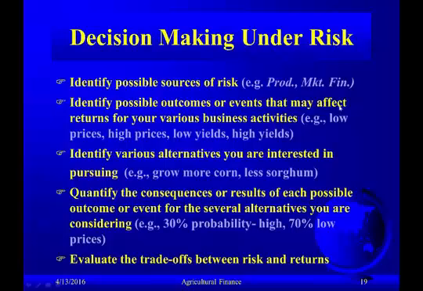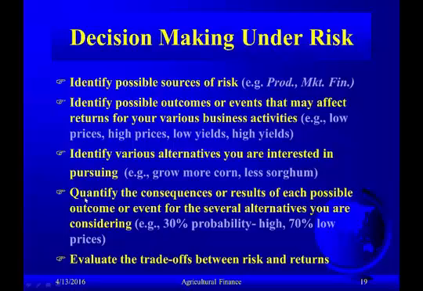They need to look at what would happen to the business if there were low prices or high prices, low yields or high yields. Then they need to identify various alternatives that they may be interested in pursuing. For example, the farm may want to consider growing more corn, or maybe less sorghum, or other types of alternatives that they can look at to consider and to observe the effect on risk.